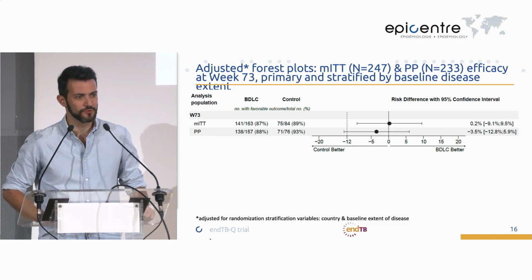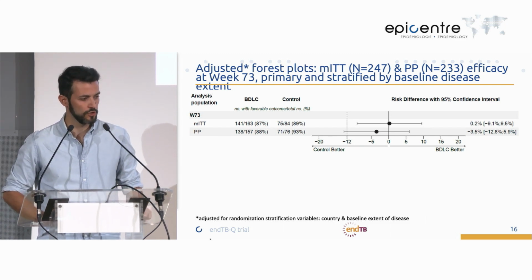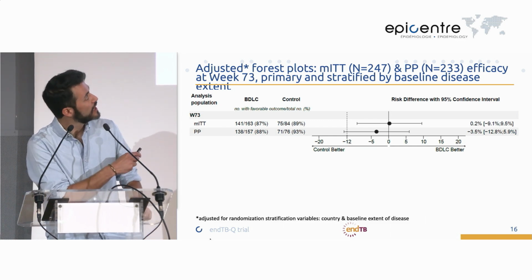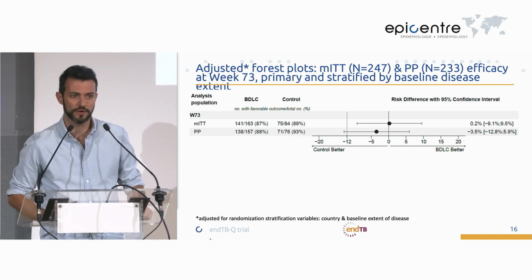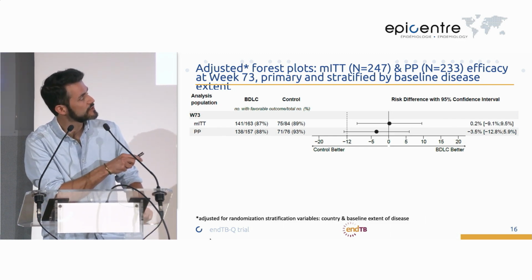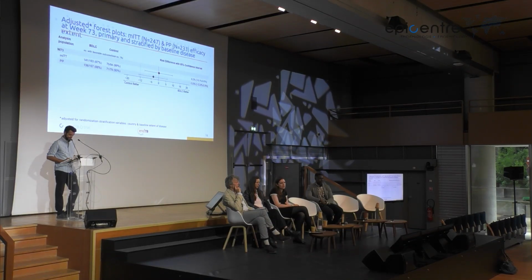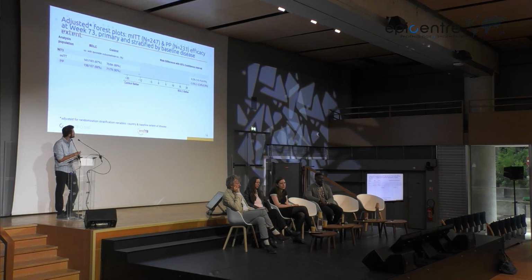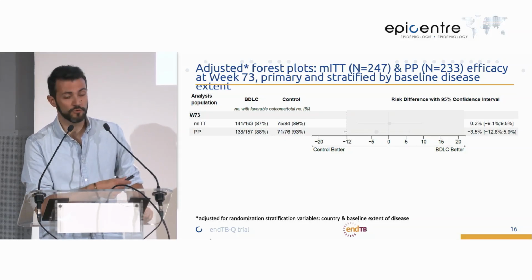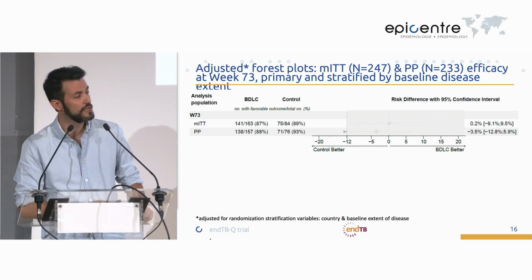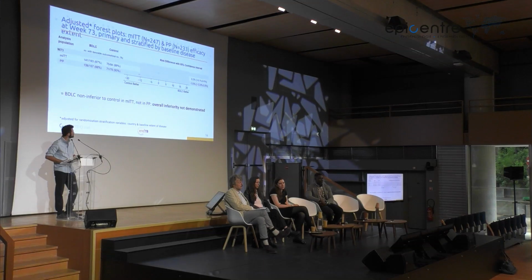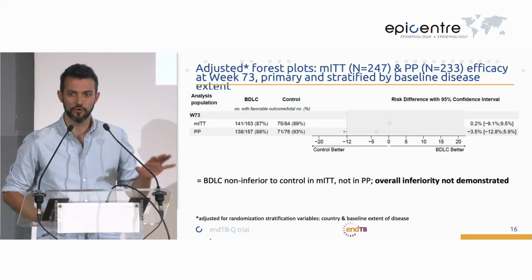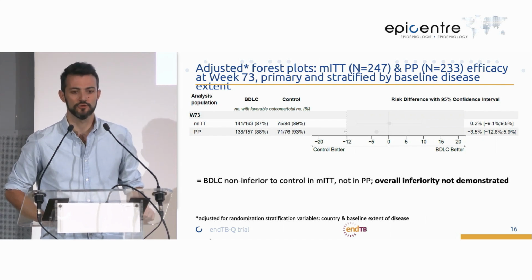So this all leads to our primary comparison between the experimental arm, BDLC, minus the control, shown in the forest plots. Here you have above the MITT and below the per protocol, the two co-primary analysis populations. You have the point estimate of the difference in the adjusted analysis here and the 95% confidence intervals for both comparisons. And this is the pre-specified non-inferiority margin of -12. As you can see, in the MITT, the lower bound of the non-inferiority interval does not cross the -12, while this is crossed in the per protocol population. So in conclusion, we cannot conclude non-inferiority of the experimental strategy to the control.